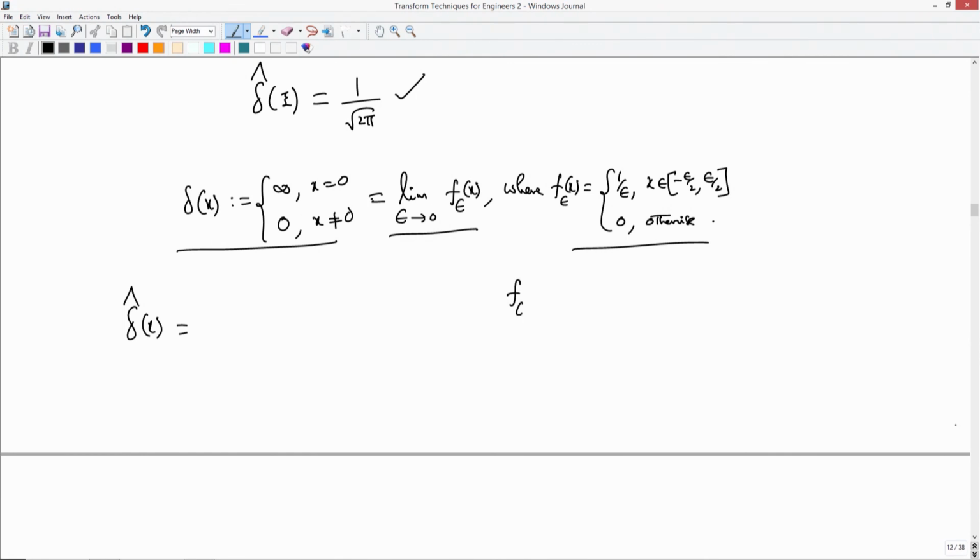F epsilon of x, you can look at the limit. f epsilon converges to the delta function. This convergence is not so simple, and you cannot easily see it. So how do I do this?